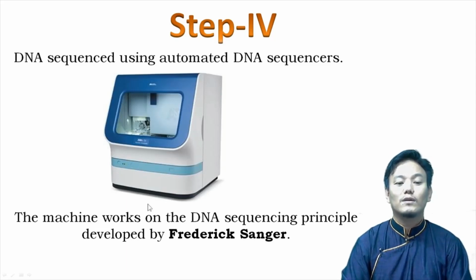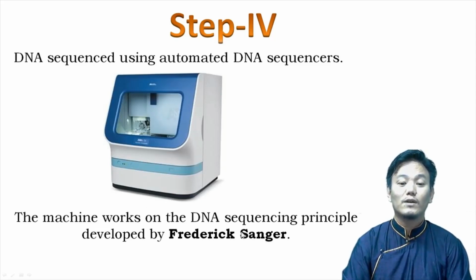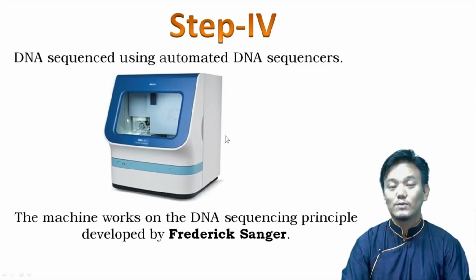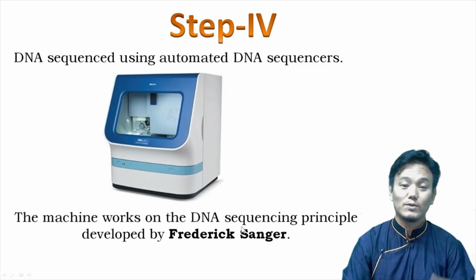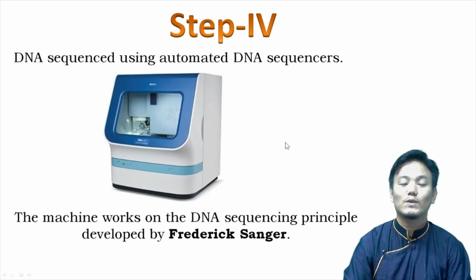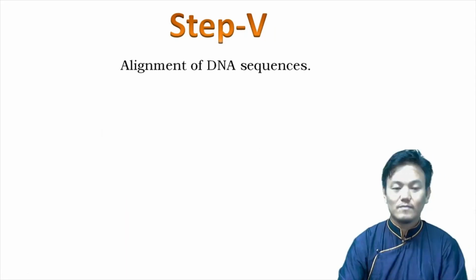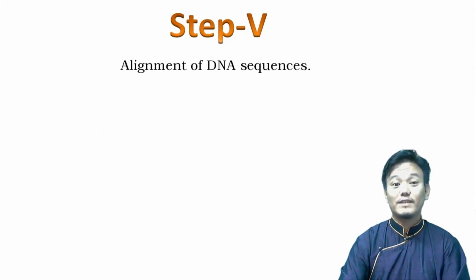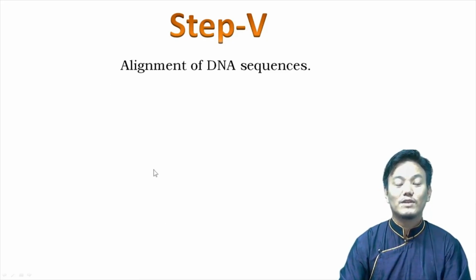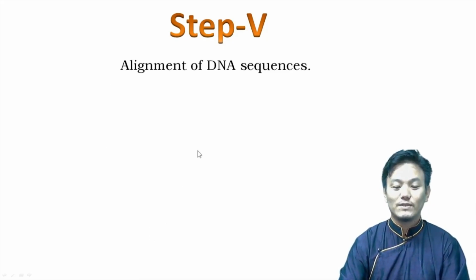So this machine worked on the DNA sequencing principle proposed by Frederick Sanger, and Frederick Sanger was also the first person to propose the method of sequencing protein. Okay. So in the fifth and final step, it involved alignment of DNA sequences.